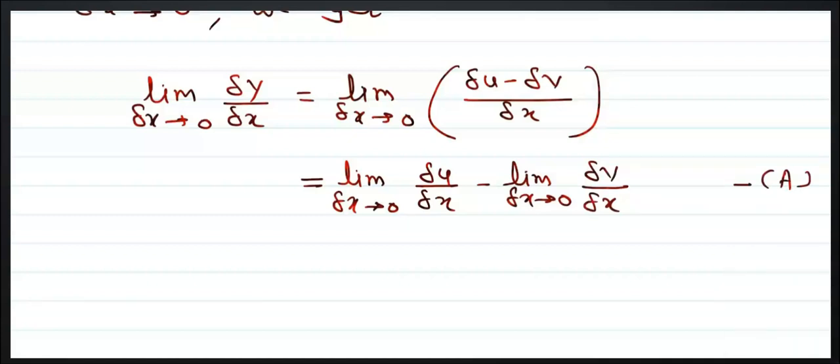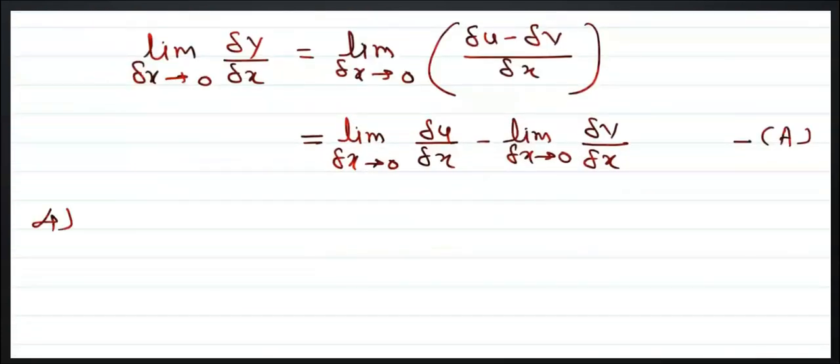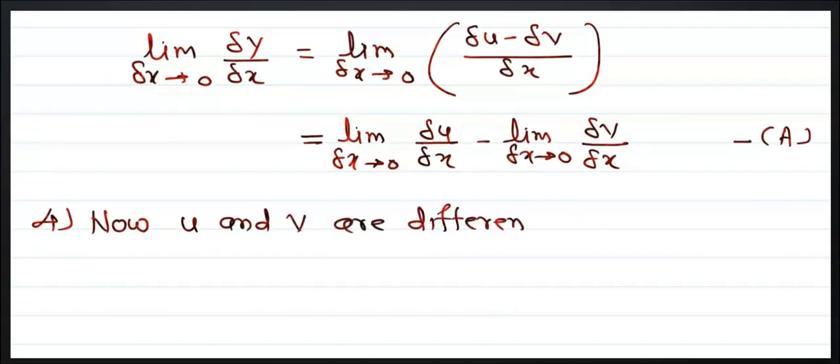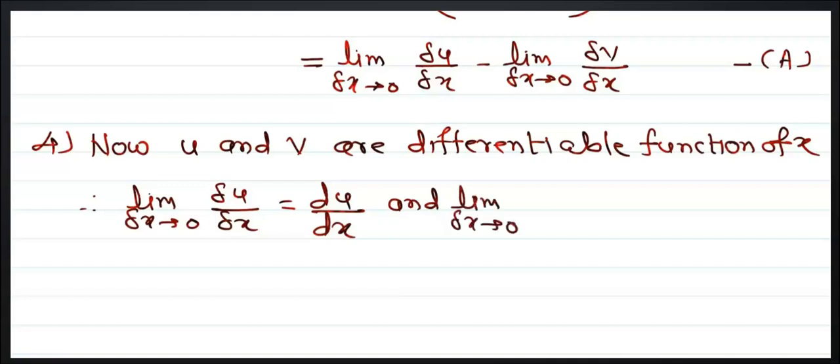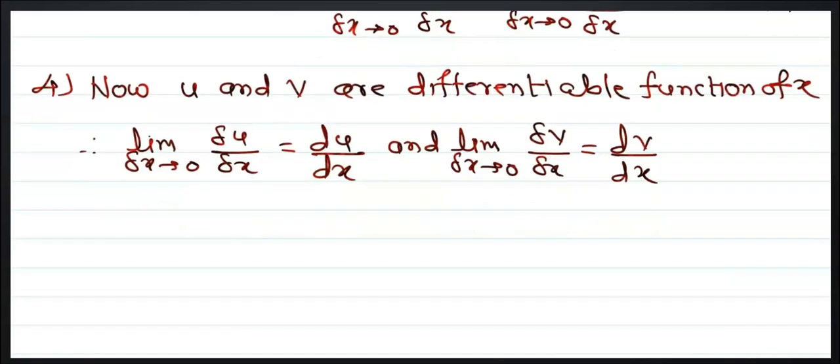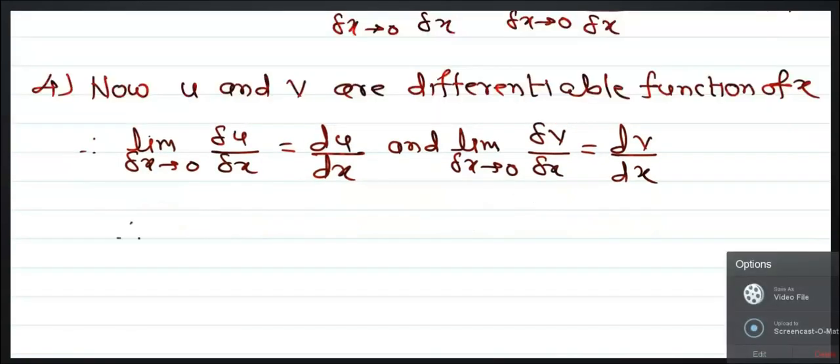Now we will write one thing that u and v are the functions of x. This is the common dialogue. Fourth step, u and v are differentiable functions of x and the limit as delta x tends to 0, delta u by delta x is equal to du by dx and limit delta x tends to 0, delta v upon delta x is equal to dv by dx. This is the fourth one.